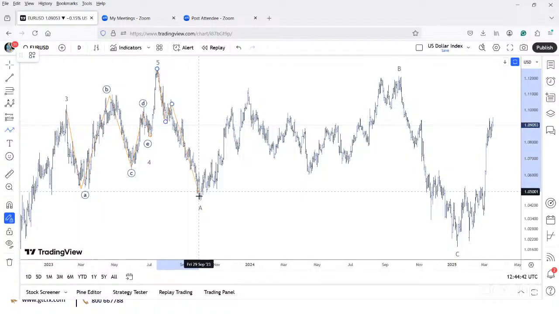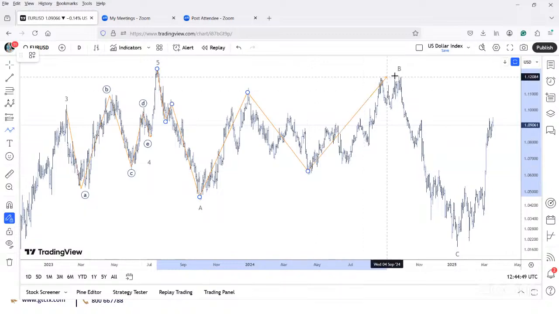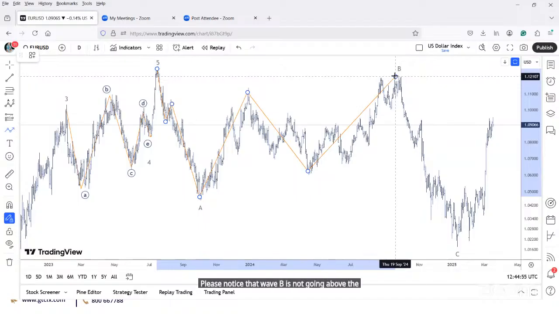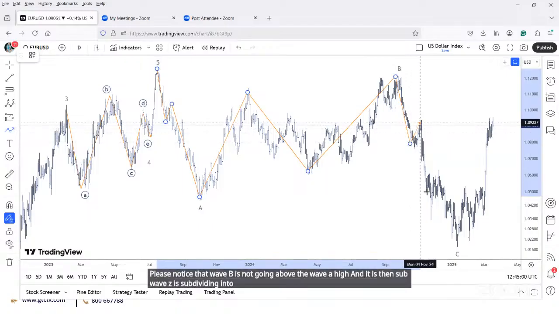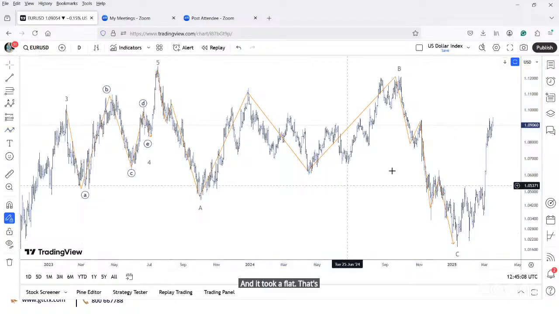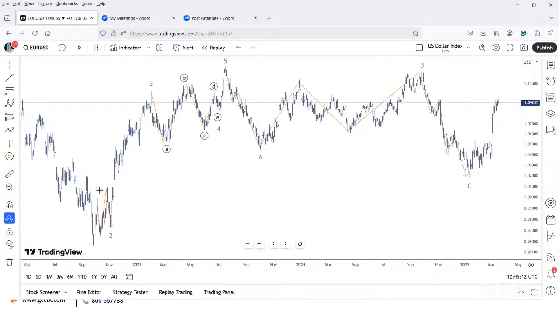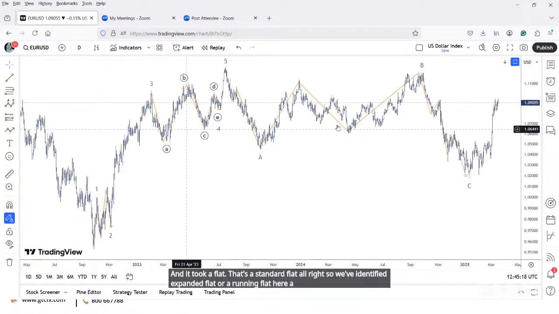That is a complex three wave correction. Please notice that wave B is not going above the wave A high, and then wave C is subdividing into five waves again. So it's a 3-3-5 pattern, and it took a flat. That's a standard flat. All right, so we've identified an expanded flat or a running flat here, a triangle, a standard flat, and zigzag is left, correct?